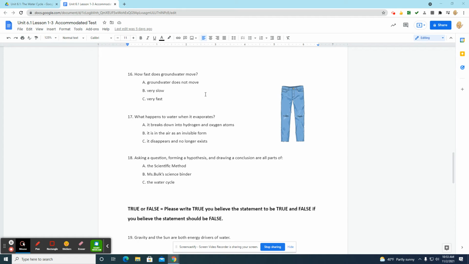Number 16. How fast does groundwater move? Groundwater does not move. Very slow, very fast. How fast does groundwater move?